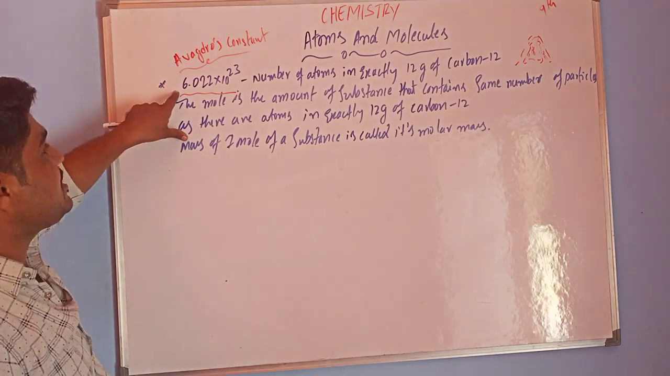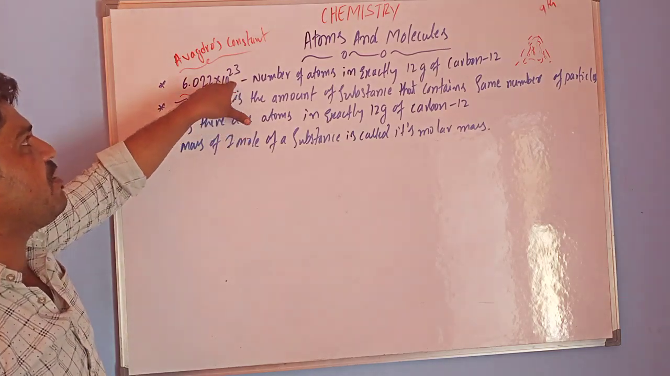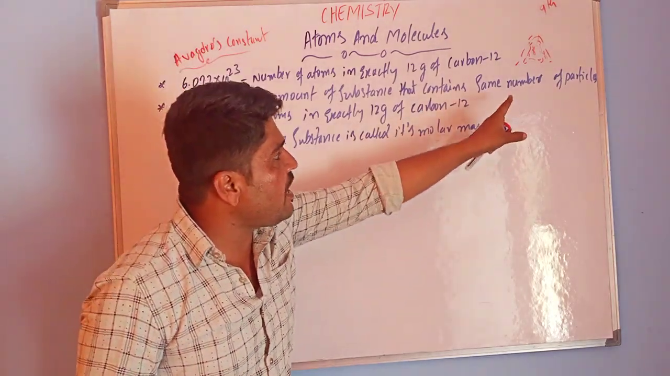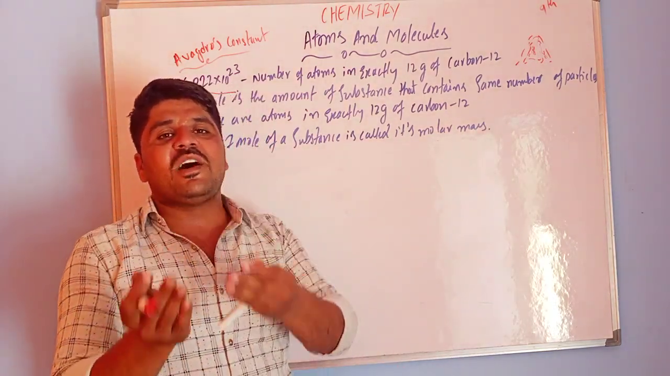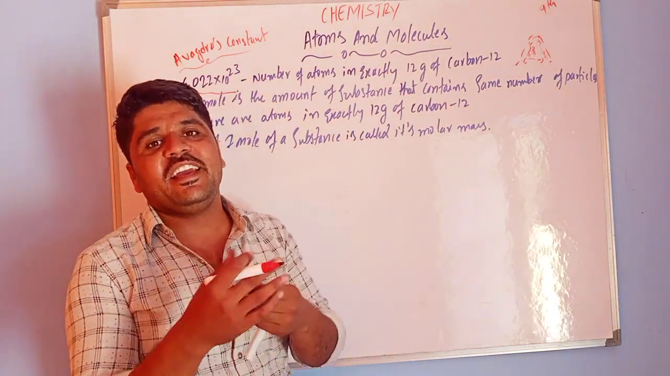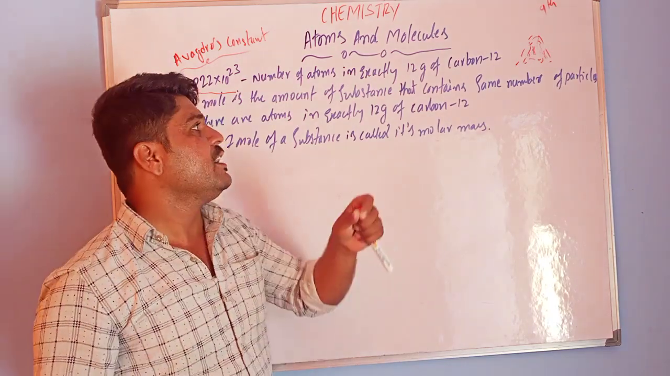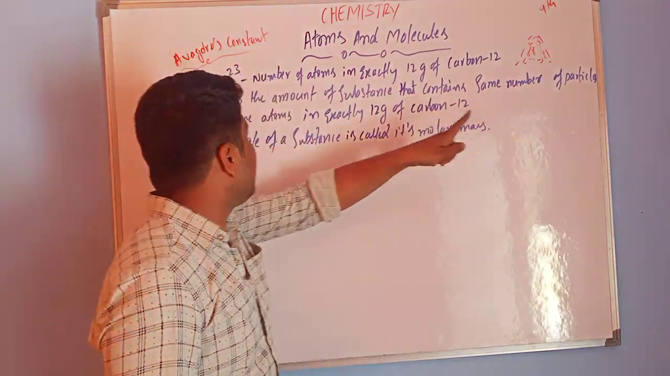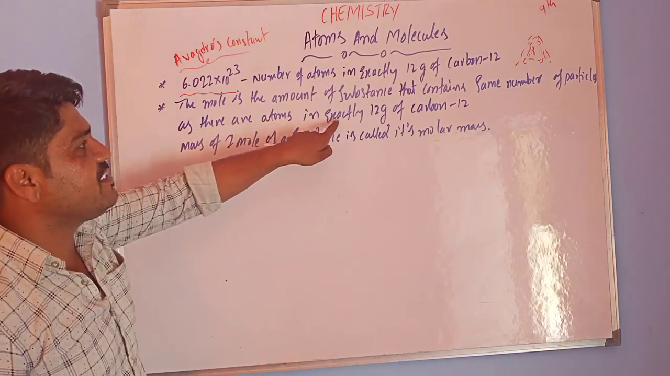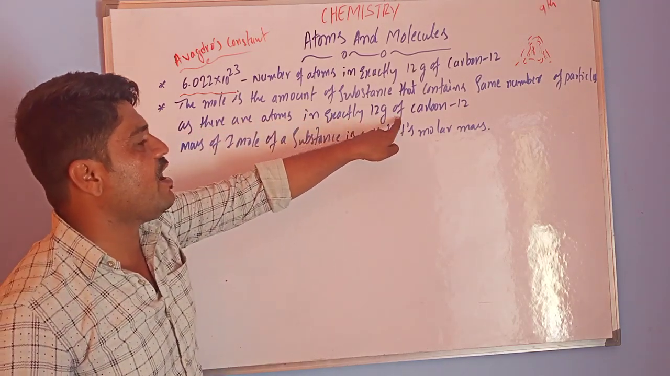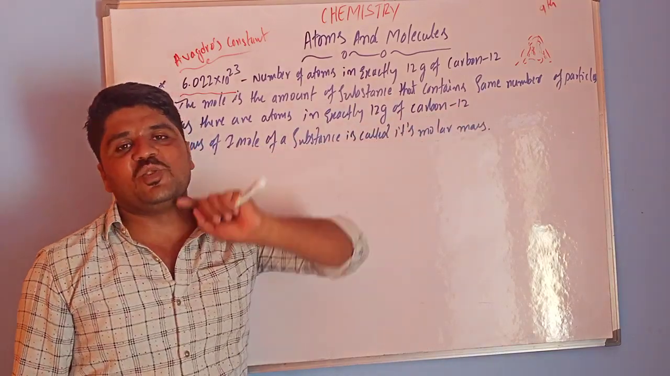Same number, that is 6.022 into 10 to the power of 23, same number of particles. Those particles may be atoms, molecules, ions, or any other particles. So same number of particles as there are atoms in exactly 12 grams of carbon 12 isotope.